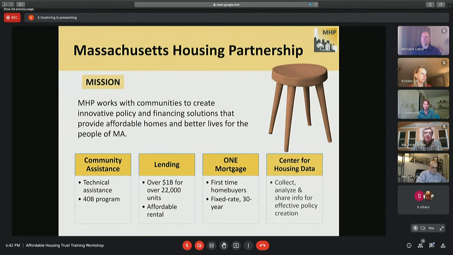We have the One Mortgage, which is the most affordable mortgage product in Massachusetts. It's a unique Massachusetts product for households earning up to 100% of the area median income. So we have a homeownership team that manages that program. These mortgages are received through traditional lenders, but MHP manages the back of the house because there is some additional subsidy for households earning up to 80% of the area median income. And then our newest team is the Center for Housing Data. So we have a small group of folks that are collecting, analyzing, and distributing data to help inform housing policy on the local, regional, and state level.